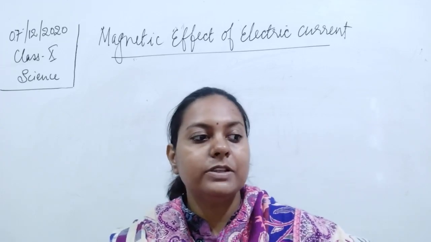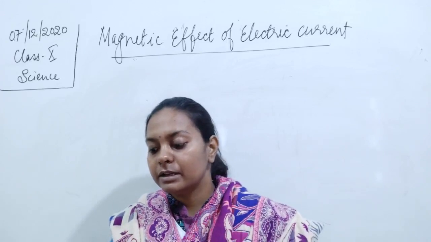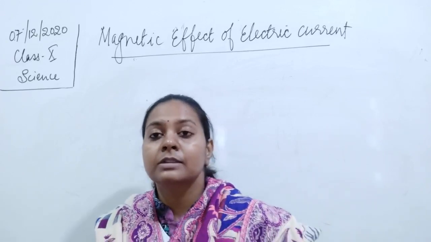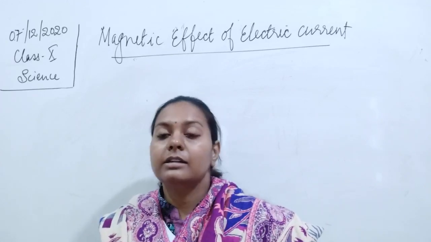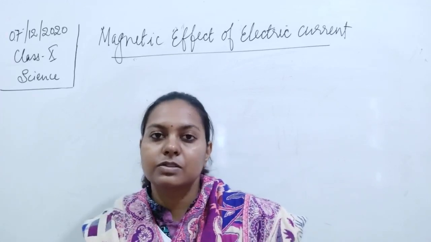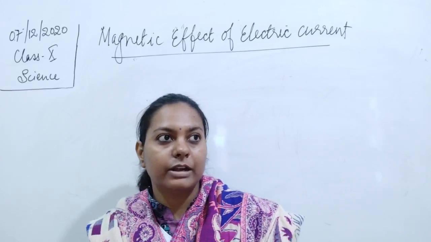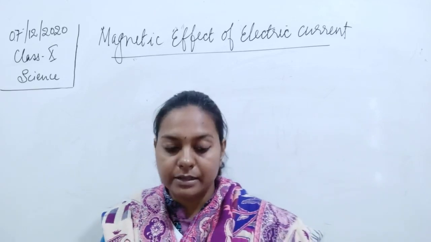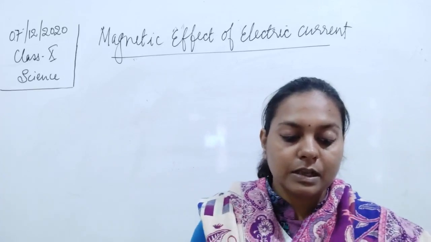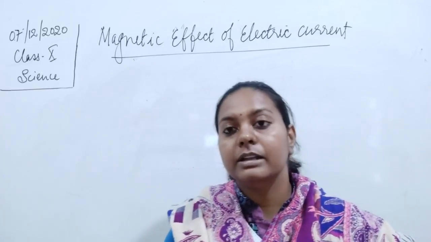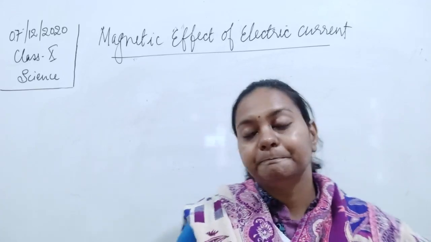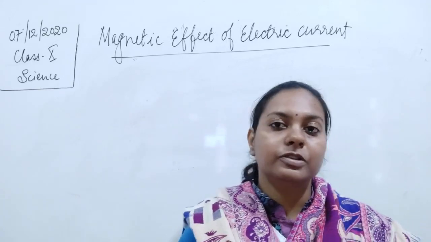Then lastly we saw what happens if the current carrying conductor is straight in shape. The magnetic field is explained by Maxwell's right hand thumb rule. Then after that, the electromagnet is made with the help of the solenoid.